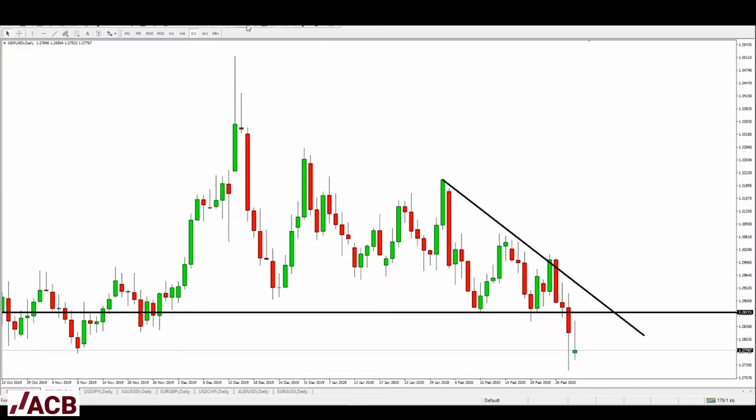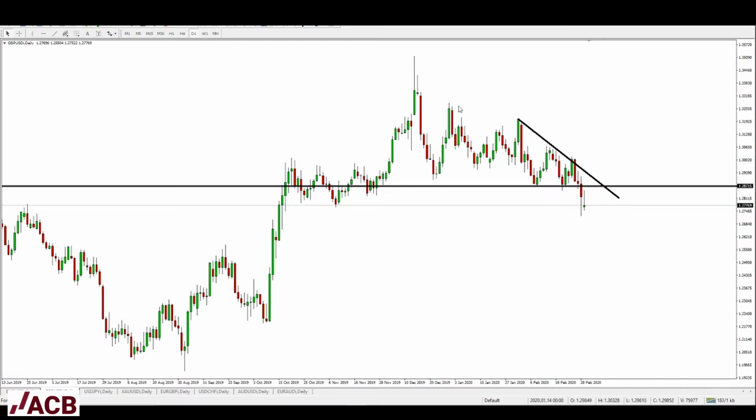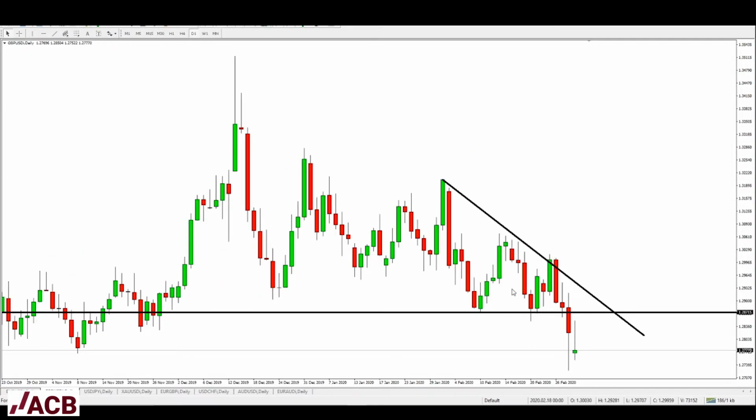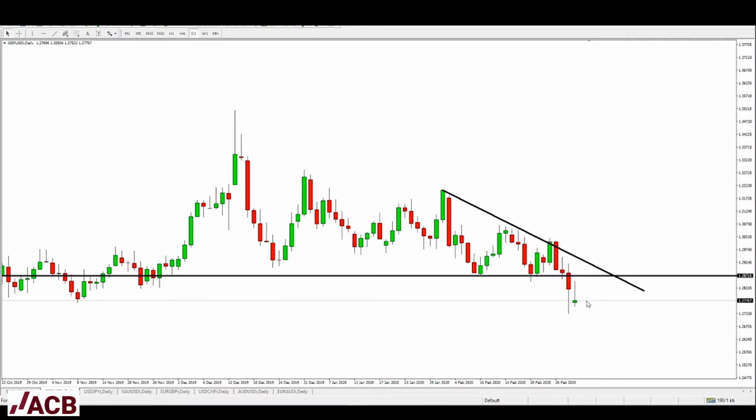GBP USD is our next one, which did hold our trend line here. We did see the bearish break as we talked about last week on this currency pair. You can see this level of support did not hold. We in fact did break below, and you can see a lot of bearishness coming into this pair currently.